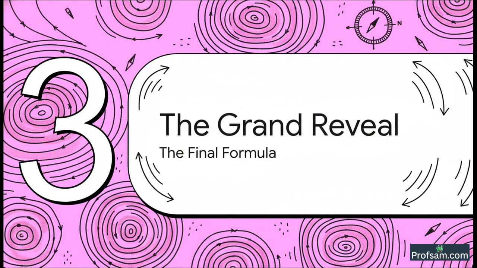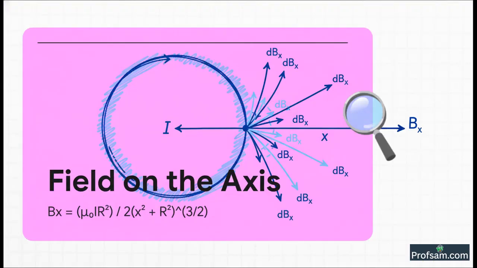So, after all that logical detective work, after seeing how all the sideways parts disappear, we are ready for the grand reveal, the final formula that you'll need for all your problems and exams. And here it is, equation 4.11 from your NCERT book. This formula gives you the total magnetic field, B, at a distance x along the axis of a circular loop. The loop has a radius r and is carrying a current I.